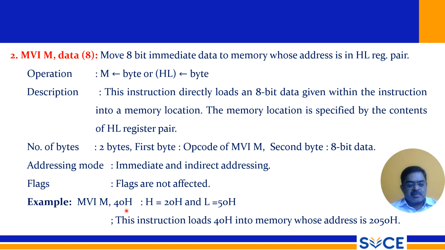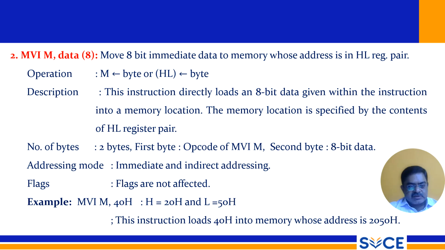Example: MVI M, 40H, with H equal to 20 and L equal to 50. So H is stored with 20H and L is stored with 50H. Now the instruction loads 40H into the memory whose address is 2050H, with L equal to 50 and H equal to 20H. So the address 2050H is the address that is pointed by the HL register pair. So that is the second instruction.